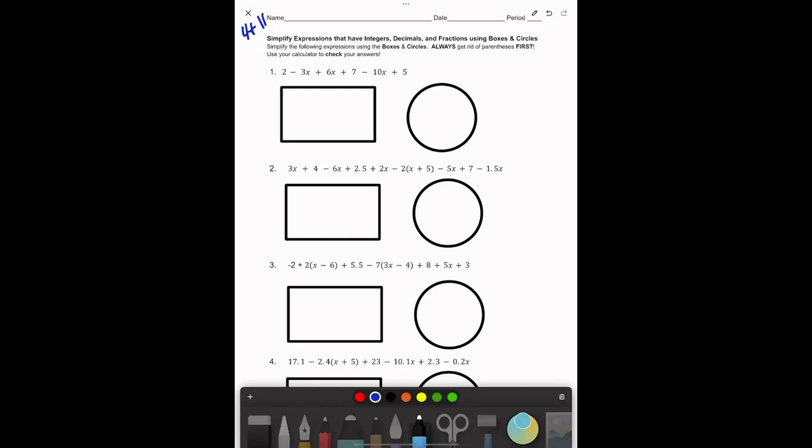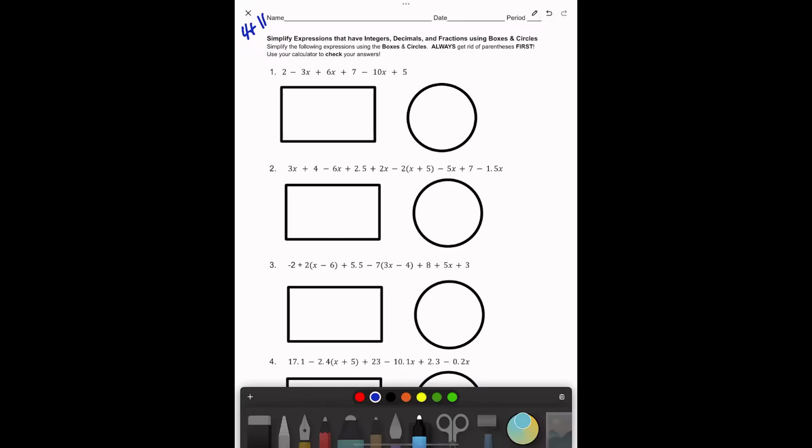I am going to go over boxes and circles and how you would use that to solve equations and linear inequalities. So I'm going to start by using boxes and circles on an expression, and then I'm going to do a couple Delta Math questions using boxes and circles. All right, so here we go.